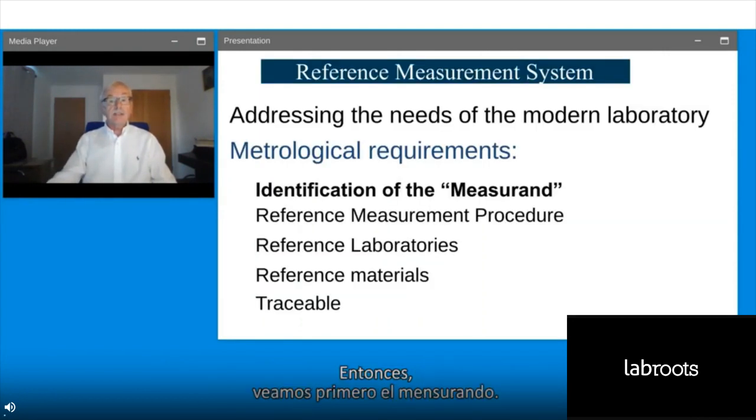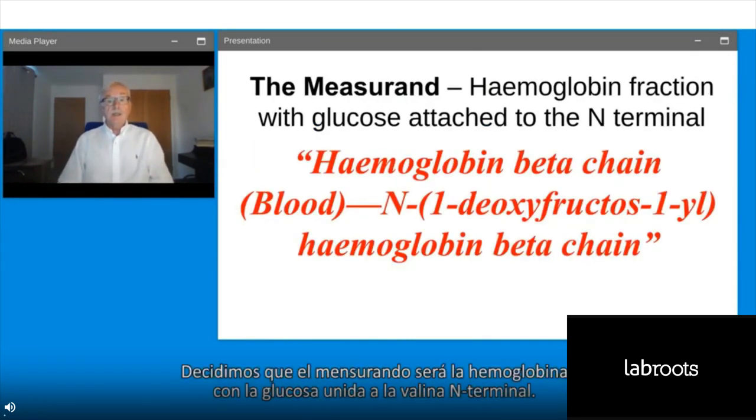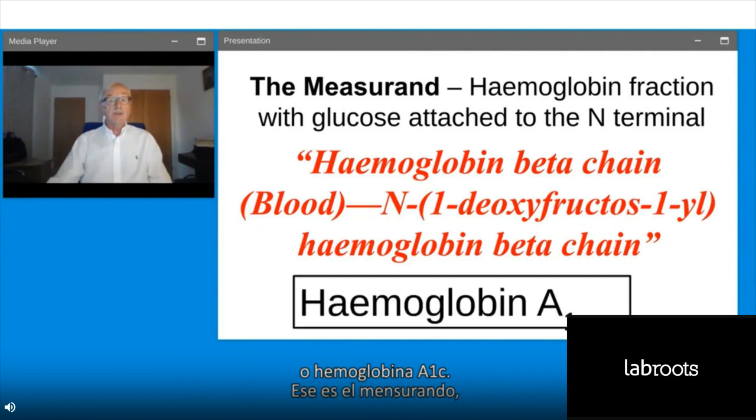Let's look at the measurand first. We decided the measurand will be hemoglobin with glucose attached to the N-terminal valine. This is called hemoglobin beta chain N1-deoxyfructosyl hemoglobin beta chain, or hemoglobin A1C. That is a measurand. That is a single entity, a glucose attached to the N-terminal valine.